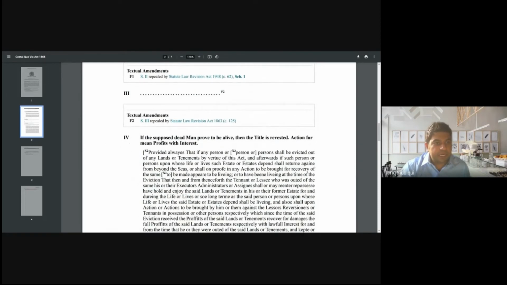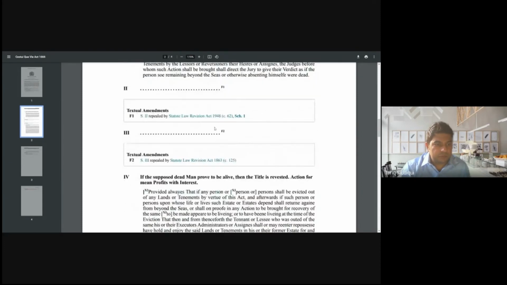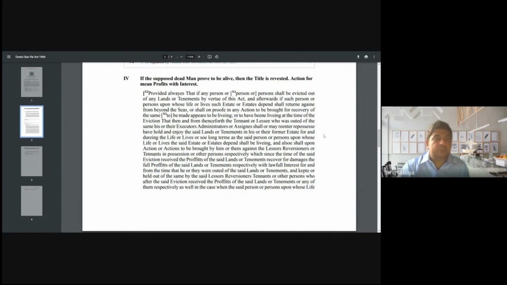They have had many amendments, textual amendments, and there have been repeals or whatever it was. It looks like Section 2 was repealed by Statute Law Revision Act 1948. So there are some things that were repealed and they're not included here. So Section 2, Section 3 were amended and they no longer exist. I'll try to get to the full version for you guys, the one that was not repealed, or I'll just kind of cover that in the next section or in the next video. I apologize. Section 4. If the supposed dead man proved to be alive, then the title is revested.